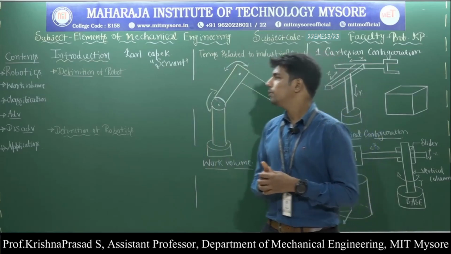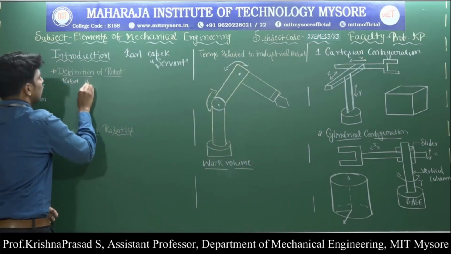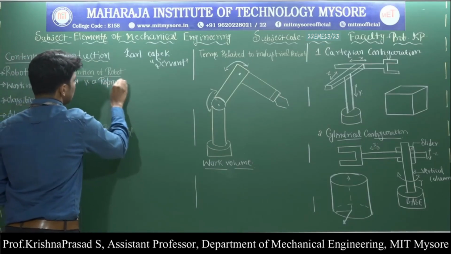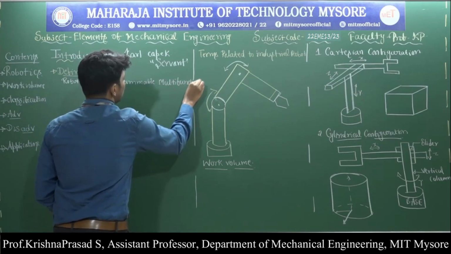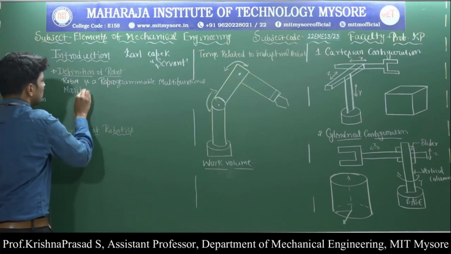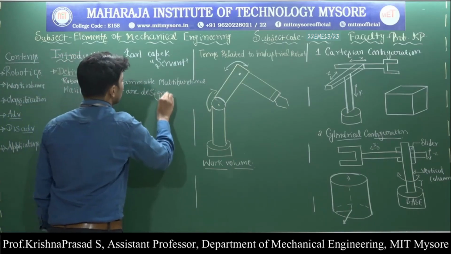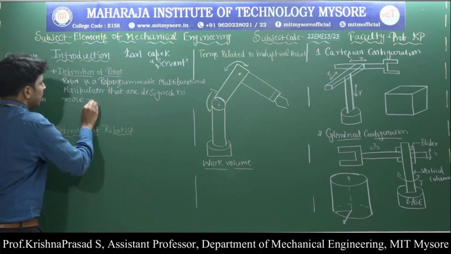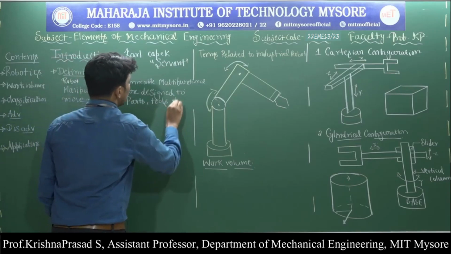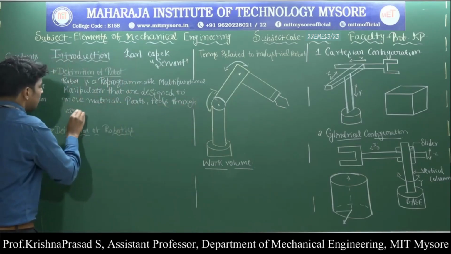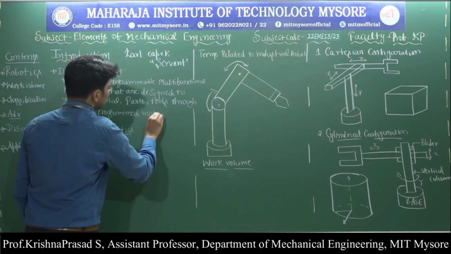Next, a very important thing: what is meant by the definition of robot? A robot is a reprogrammable, multifunctional manipulator that is designed to move material, parts, tools through variable programmed motion. So this is the definition of robot.